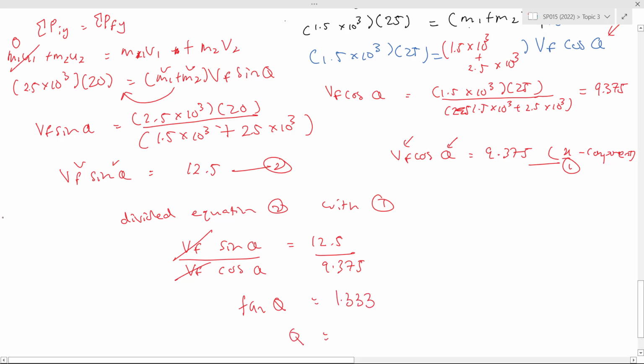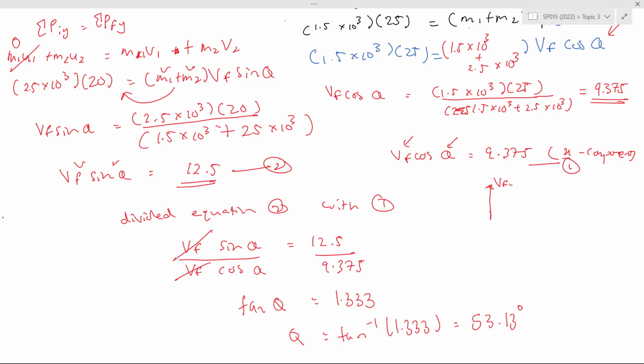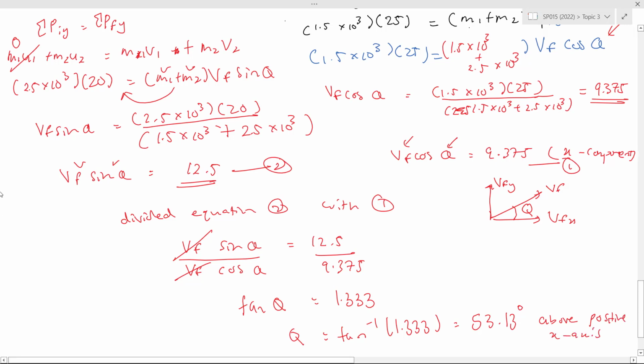Okay, so I know my angle theta equals what? Tangent inverse of 1.333. So I will get 53.13 degrees. If you write this as the direction, it's not quite right because I have to know whether it is above or below, the positive or negative x-axis. Simple, look at its x and y components. Okay, at its x I know it is positive, at its y I also know it is positive. So it forms this, VFY, this VFX, and the VF, its angle will always come out from its X. So it will be above the positive X-axis. If you don't understand how to get this, look back at the video on the first topic.